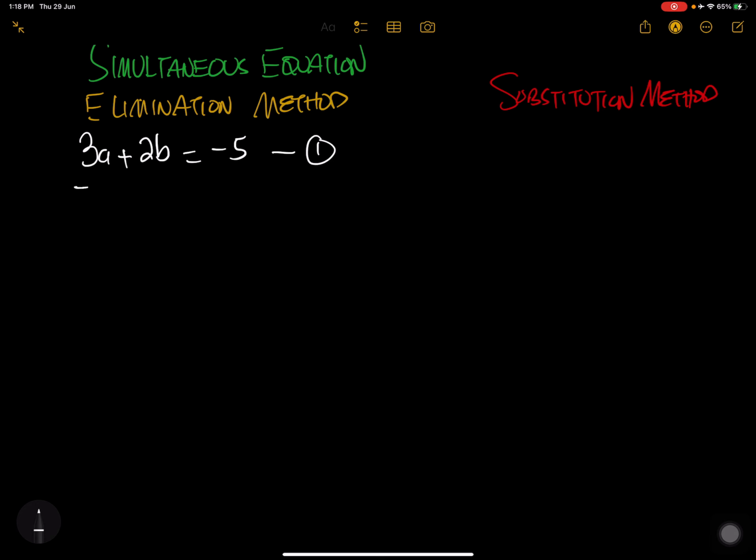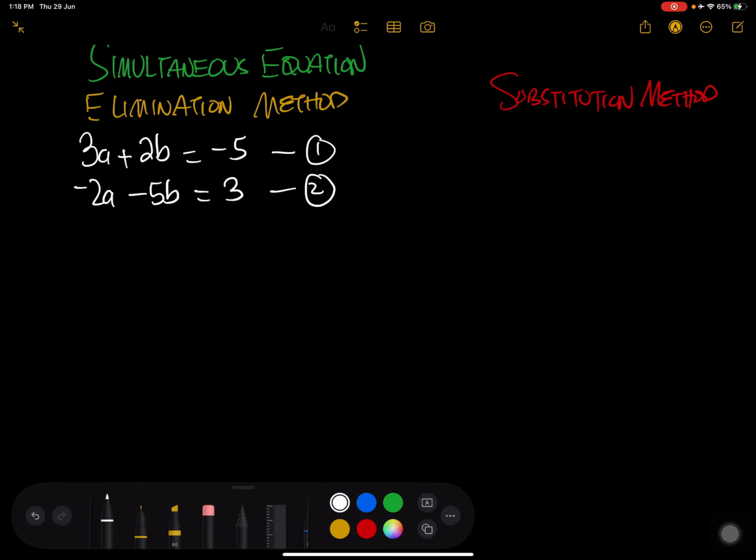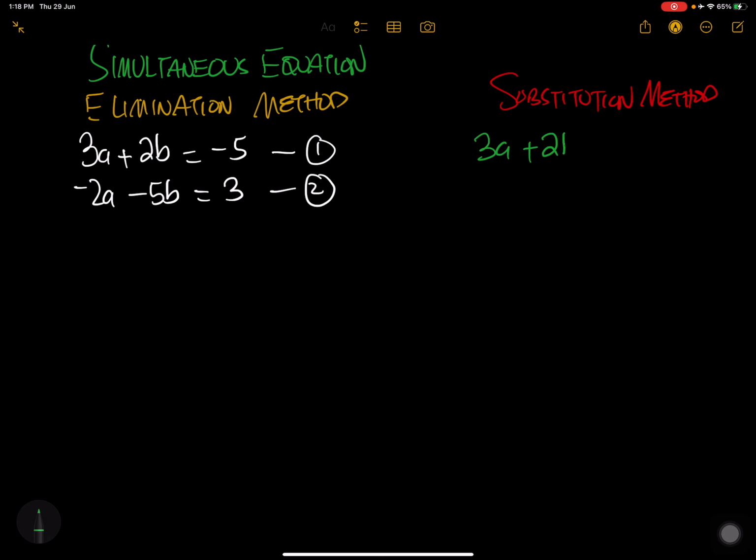And then the second equation is -2a - 5b = 3. And that's equation 2. And then the other one here is 3a + 2b = -5. It's also equation 1. And then the next one is -2a - 5b = 3, and it's also equation 2.